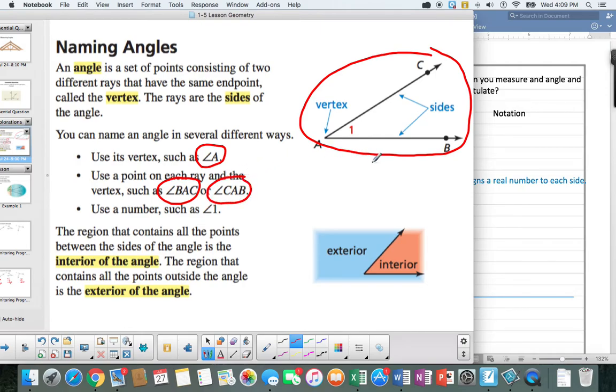And there's one more way to label an angle, and you can label in the interior of the angle a number, and that angle is named by that number. So we can say angle 1. This portion is the interior of the angle, and this portion is the exterior of the angle. Make sure all that gets written in your notes.